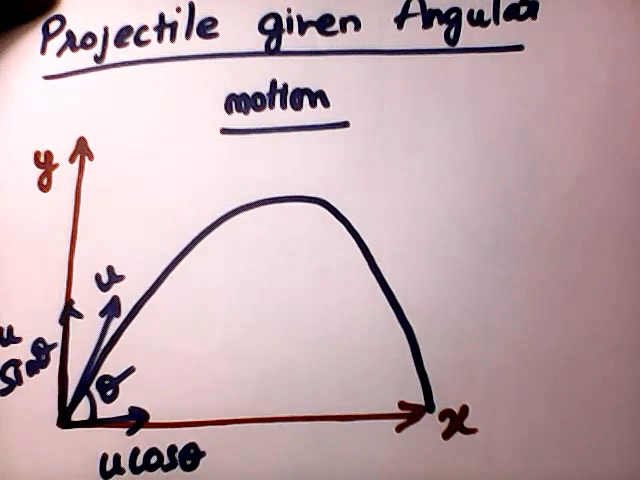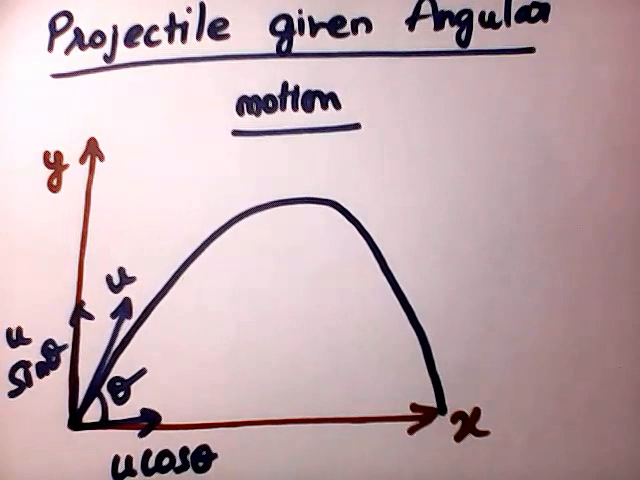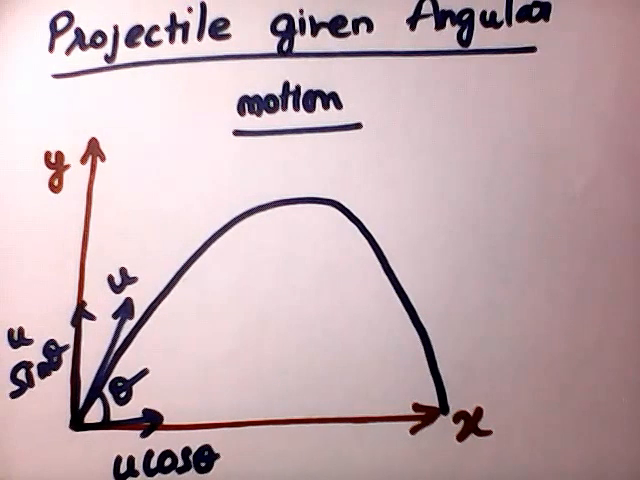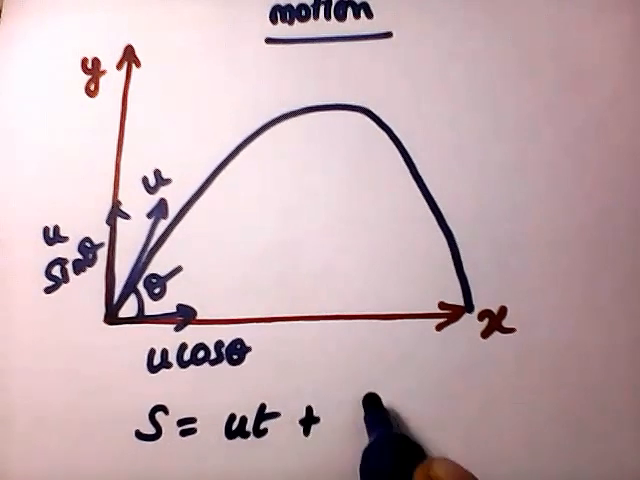given angular motion. That is, the body is projected upward at an angle theta inclined with the horizontal. This is simply called projectile motion. Now we are going to see the equation of the projectile, what is the form of the equation when the body is projected in an inclined fashion. Generally we know that S is equal to ut plus half at square.